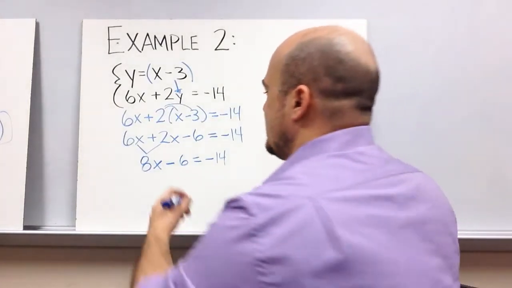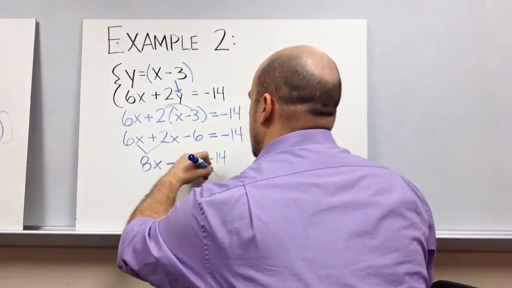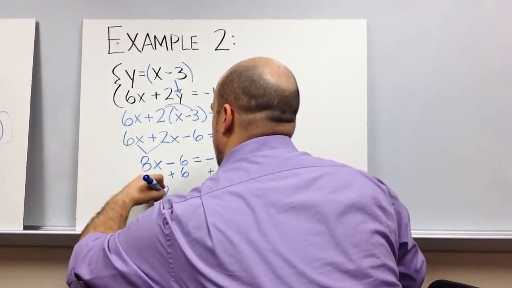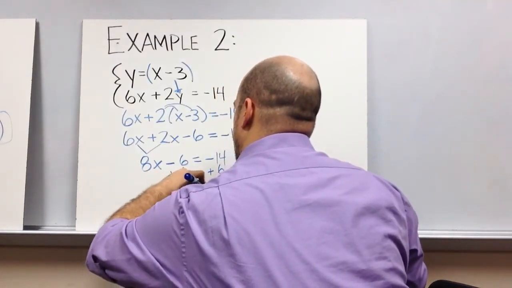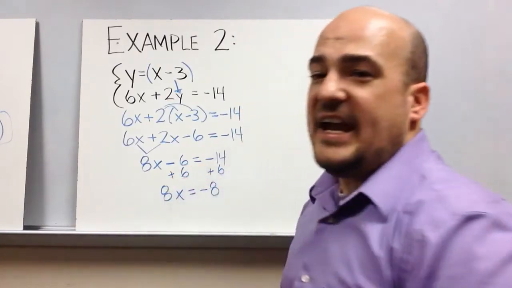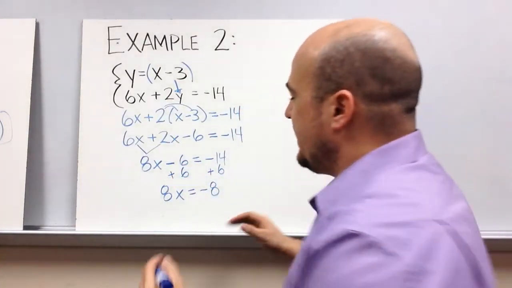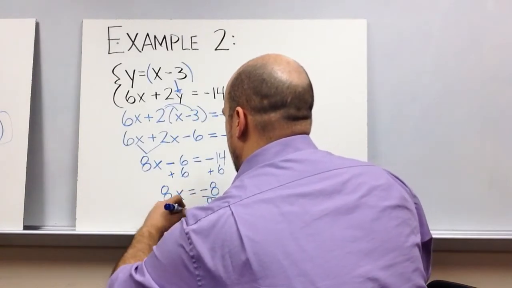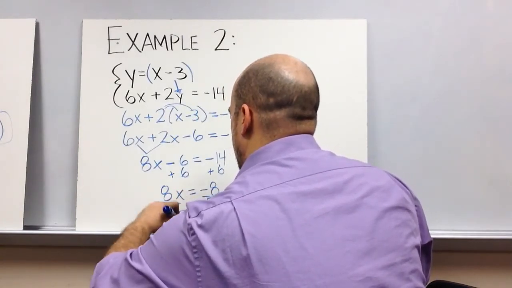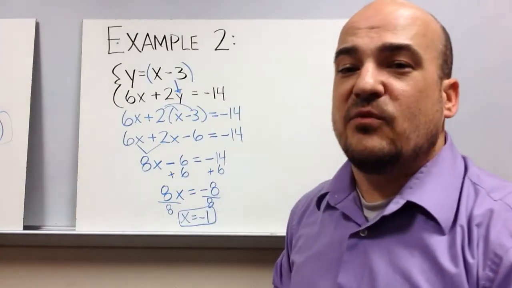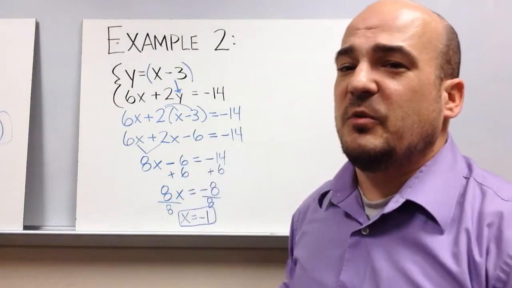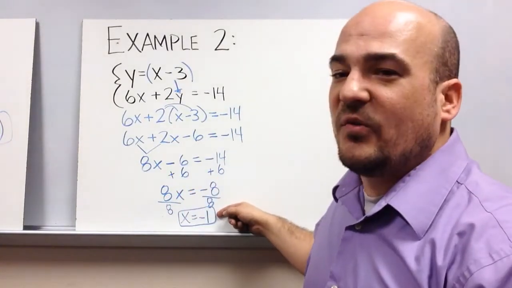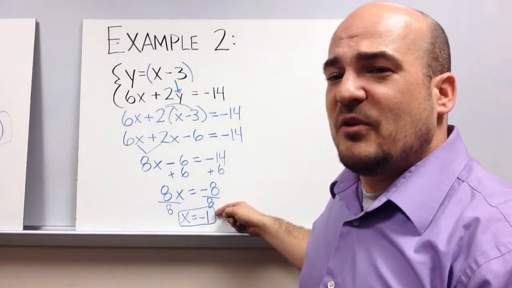I can add 6 to both sides. And I get 8x is equal to negative 8. When I divide both sides by 8, I get x is equal to negative 1. And don't stop there. That's only one of the variables. We need to also find out what y equals. So this is where we move on to step number 3.